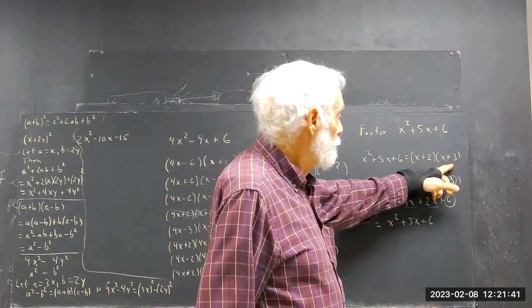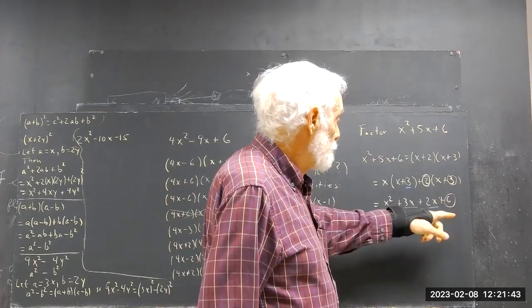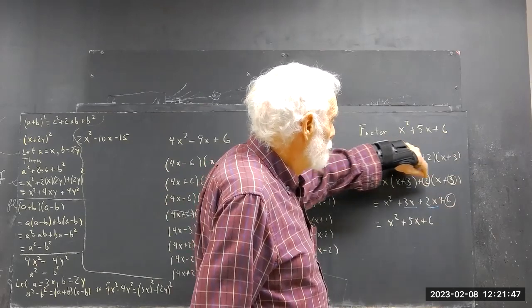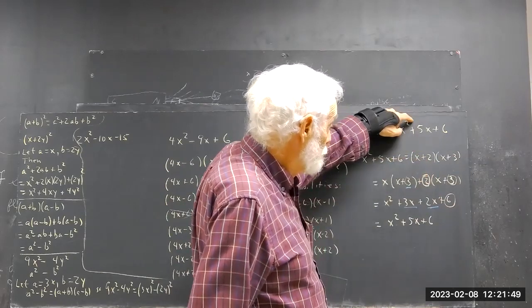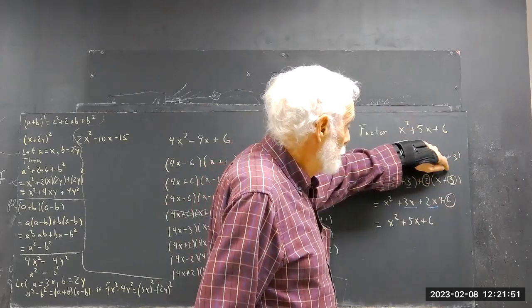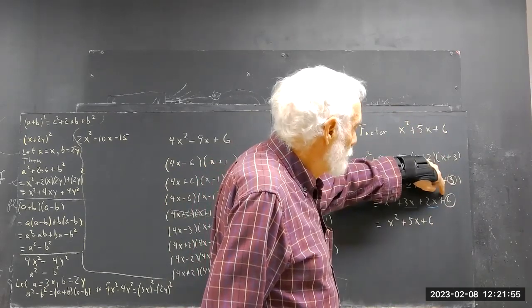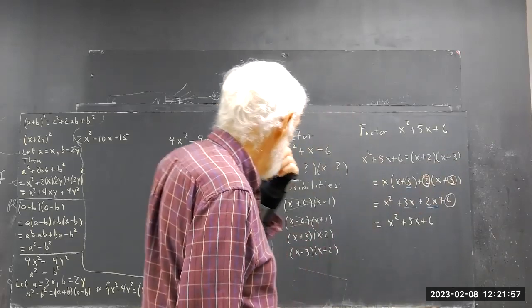And the 2 and the 3 here multiply out to 6, because we are going to do x times 3 and x times 2, going to give us 5 times x. We're going to do 3 times 3. Sorry, 2 times 3, which will give us the 6.